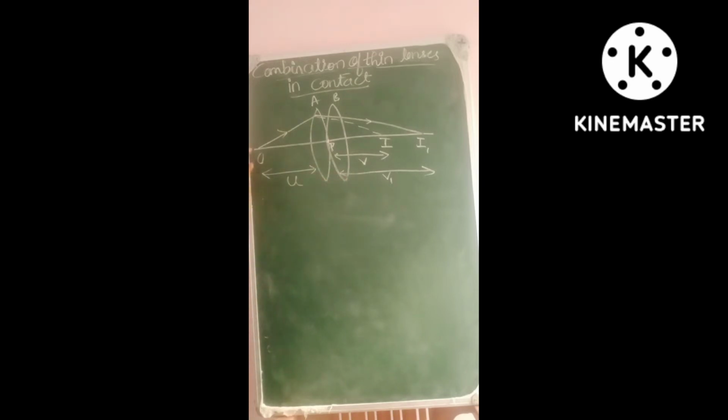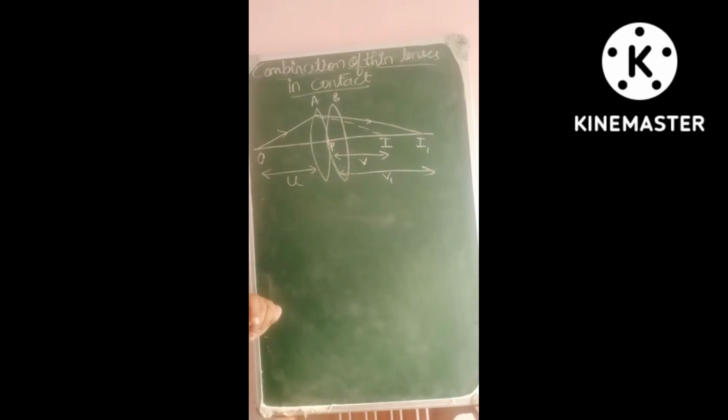Let us consider O is the object placed here. U is the object distance. V is the image distance for the image I. V1 will be the image distance for the image formed at I1.